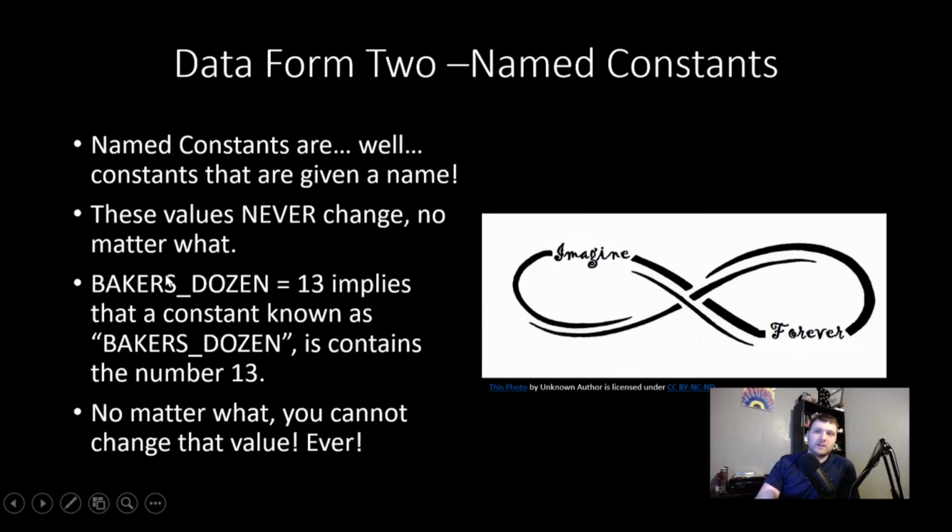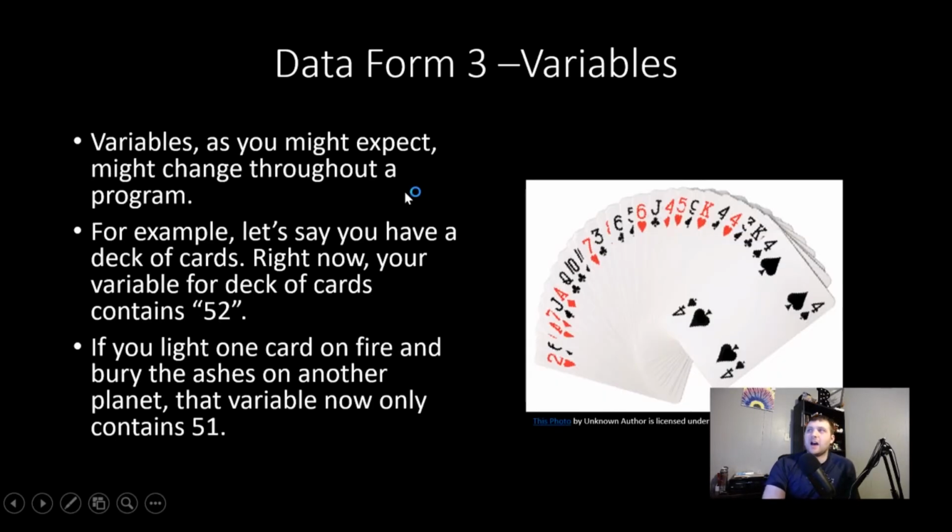Now, the reason it's important that you write it out this way is so other programmers know, when they're looking at your source code, that this is a constant. This never changes, and that's totally fine. The more things we can do for future programmers to make our program better later on, the better off we're going to be overall. So a named constant is a constant that never changes. A baker's dozen equals 13 means this is a constant and it will always equal 13. And no matter what, you can never change that value ever. Can't stress that enough.